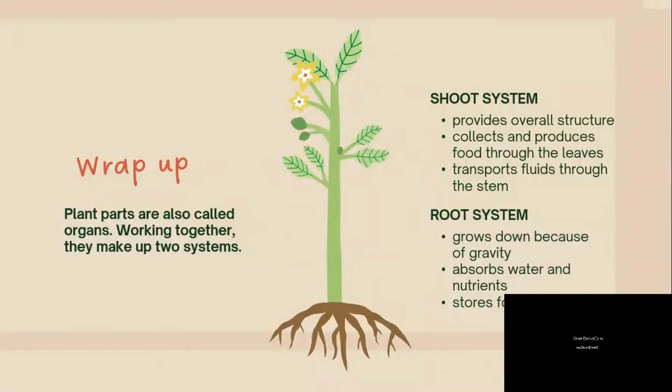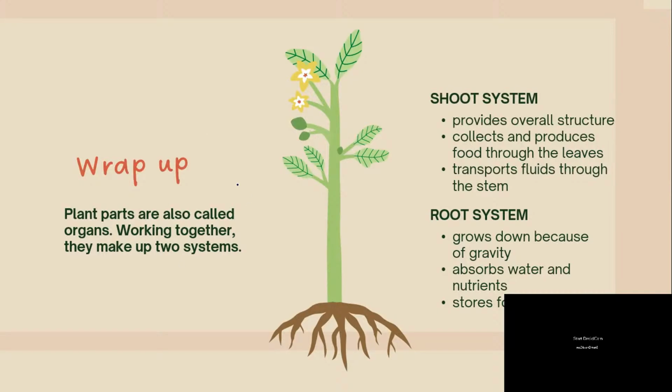All right, so to conclude our lesson, we are going to get a brief recap. We say that plant parts are also called plant organs, and these organs work together, forming organ systems. The organ systems we have are the shoot system and the root system. The root system, we said, grows down because of gravity and helps the plant absorb water and nutrients, and sometimes also store food. We also said that it provides anchorage for the plant to grow, all right?